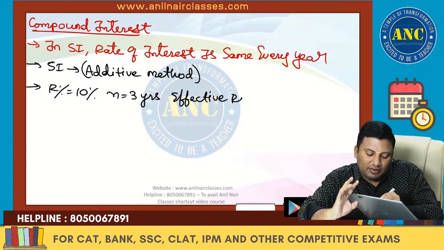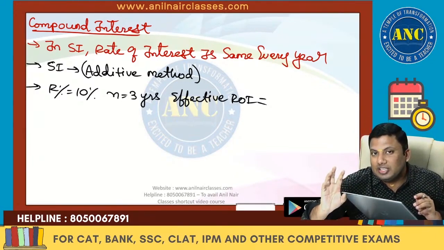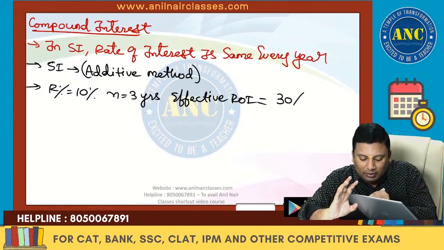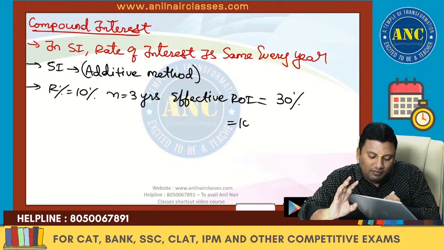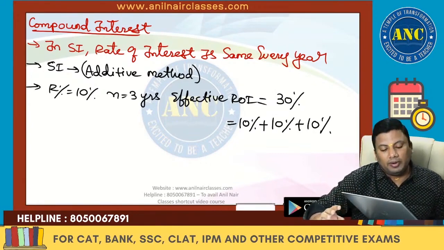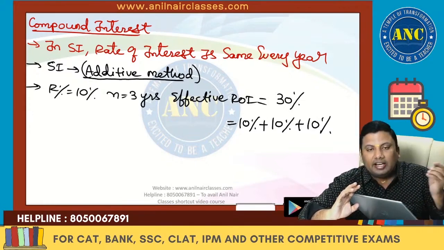In case of simple interest, rate of interest does not change. First year 10, second year 10, third year 10. So total it is nothing but 30%. Simple interest is always an additive method.